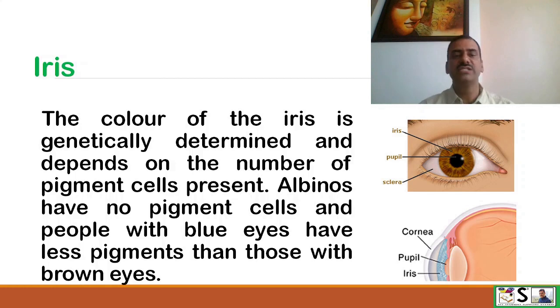The color of iris is genetically determined and depends upon the number of pigment cells present. Albinos have no pigment cells and the people with blue eyes have less pigment than those with the brown eyes. So this colored part is iris, and in the center there is pupil. Here you can also see this is a part of iris, it is circular.